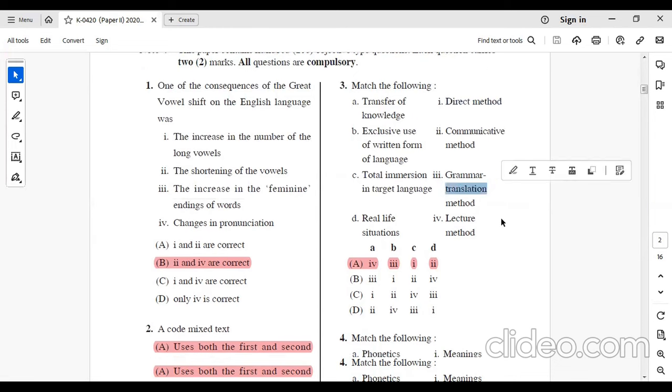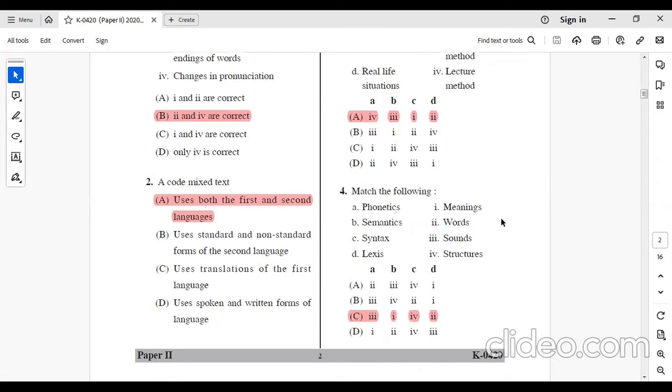So this is from the language aspect. Then we have a few more questions. One more question with a match. We need to match here. Phonetics belongs to sounds. Semantics belongs to meanings. Syntax belongs to structure. And lexis belongs to words. To repeat, phonetics, sounds. Semantics, meaning. Syntax, structure. And lexis, words.